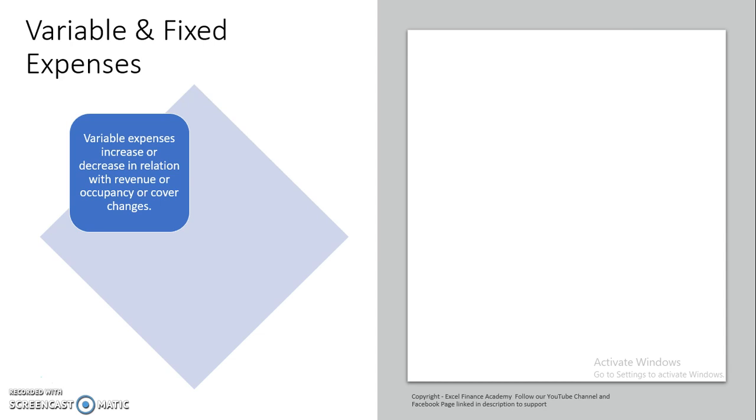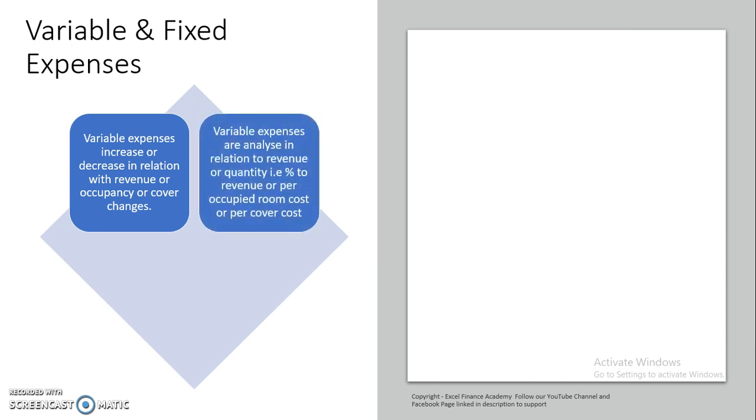So if the business is increasing by 10% and expenses increase by only 1%, then they are not variable expenses. They are called mostly semi-variable or fixed expenses. Variable expenses are analyzed in relationship with the revenue or the quantity, as a percentage to revenue, or either per occupied room cost or per cover cost. When we are reviewing the P&L, we identify the variable expenses first, then we calculate the percentage to their revenue or to the occupied rooms or the covers served. Then we are in the best position to explain the reasons of increase or decrease in the expenses.